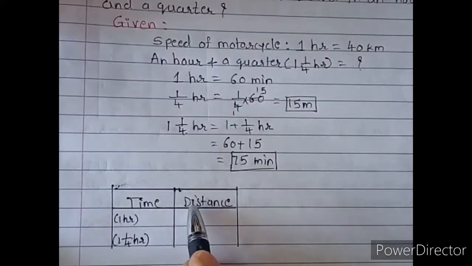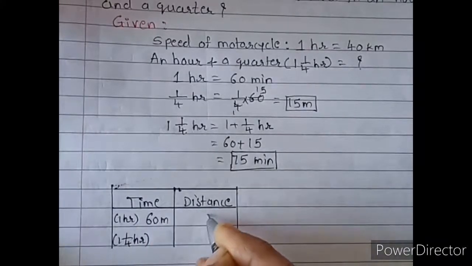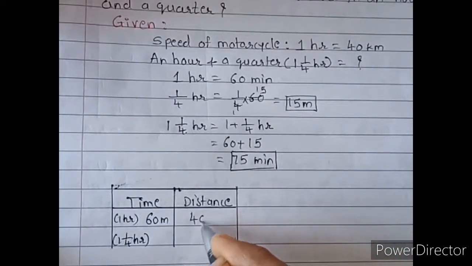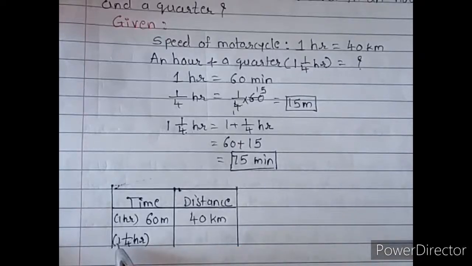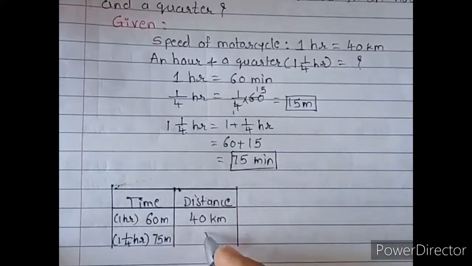Here we are comparing two quantities, time and distance. So what is given in the example? 1 hour. 1 hour means what? 60 minutes is equal to how much distance it will cover? 40 kilometers. So a distance of 40 kilometers is given. Then we have to find out in 1 and 1/4 hours, that is 75 minutes, what the distance is. That distance is not given, so we will take the letter X. X kilometers is the distance the motorcycle will cover. So let us see how to solve.